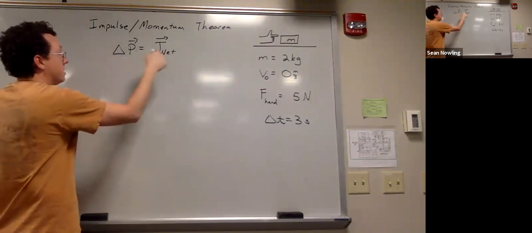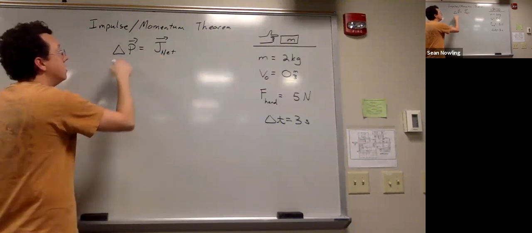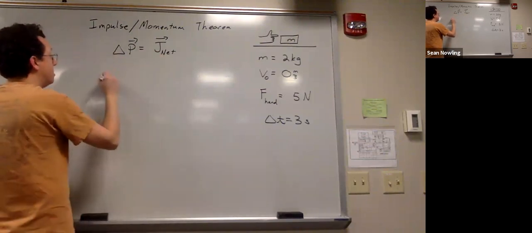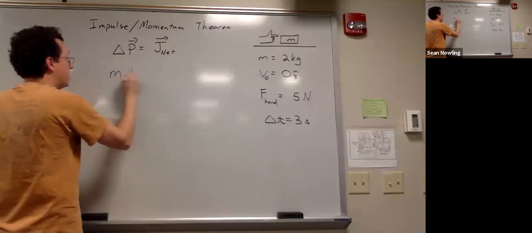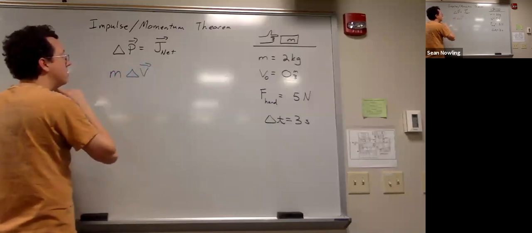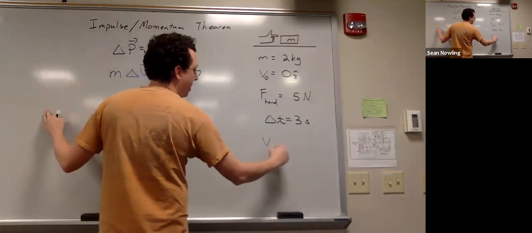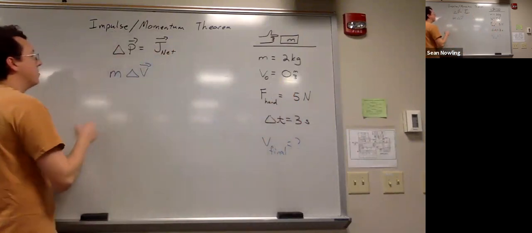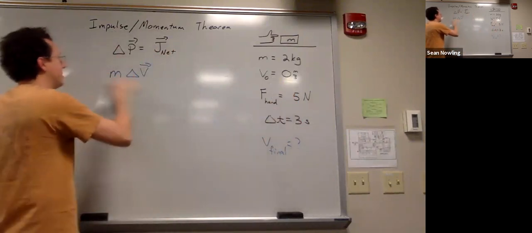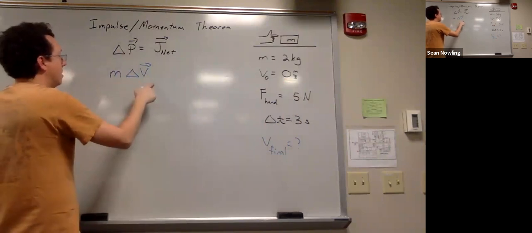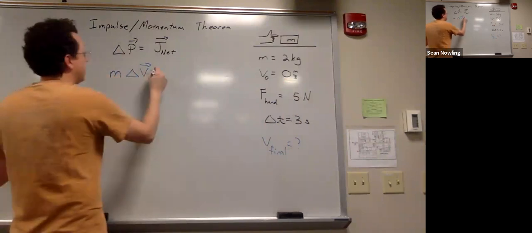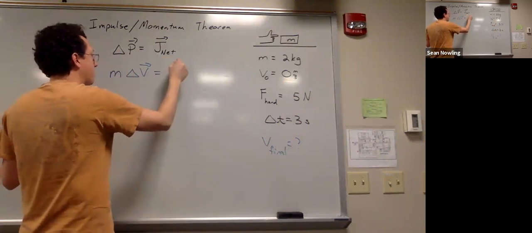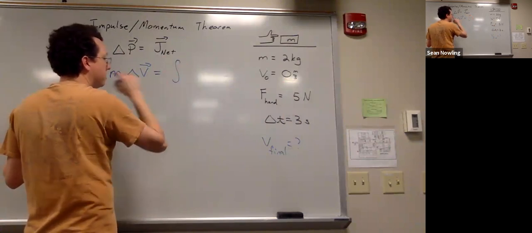Change in momentum equals net impulse. So let's write this down. The mass never changes, so I can write the change in momentum as mass times change in velocity. Remember, we're trying to find V final. I said it out loud, I think, but should have spelled it out. We're trying to find the change in velocity. Here's my formula: mass times change in velocity, and that equals J net. So that's going to be the impulse.